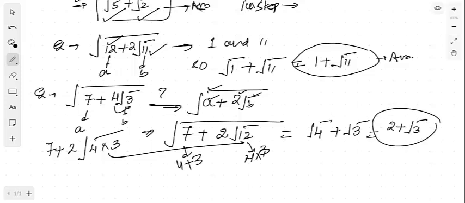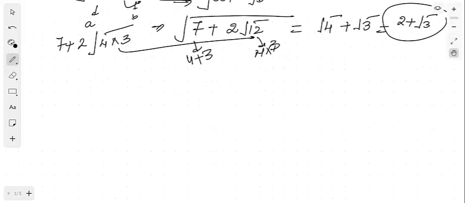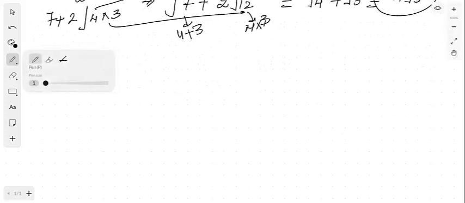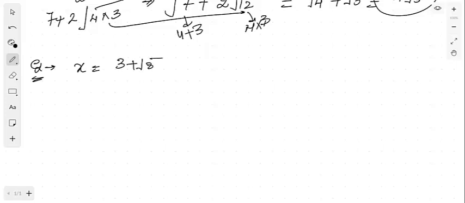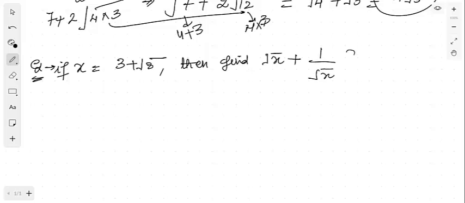Okay, these are the types of questions on this particular thing. Now let us take one more example, one last example on this. If it is given x is equal to 3 plus under root of 8, okay, this is given in the question, then you have to find the value of under root x plus 1 upon root x. We have seen such kind of questions.